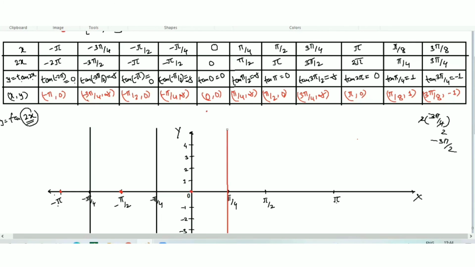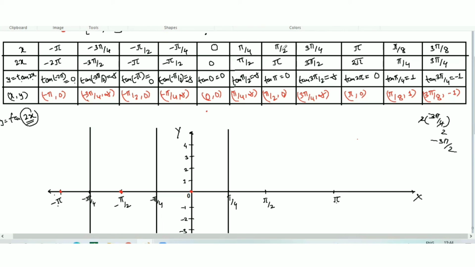The asymptote line is the line which the curve will approach, but it will never touch. This line is called an asymptote. Now the next point is here, pi over 4.